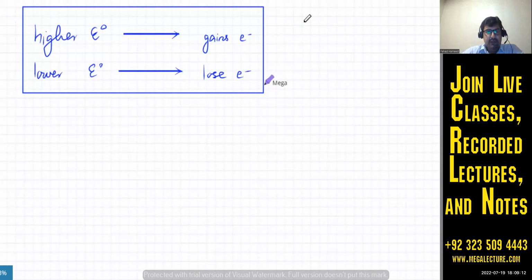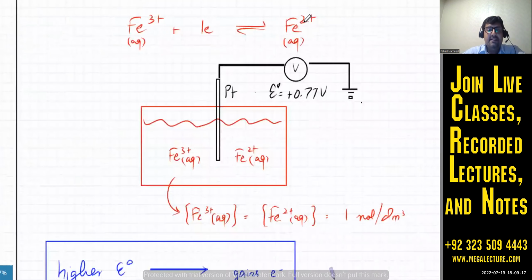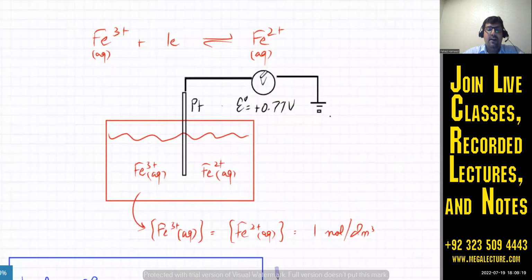Now, similarly over here, your voltmeter is not going to function on its own. If it says that the voltage over here is 0.77 volts, that means the voltage is measured with respect to something. And that something is known as your reference point. You need a reference for that.